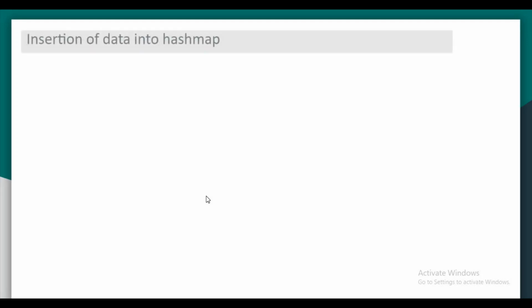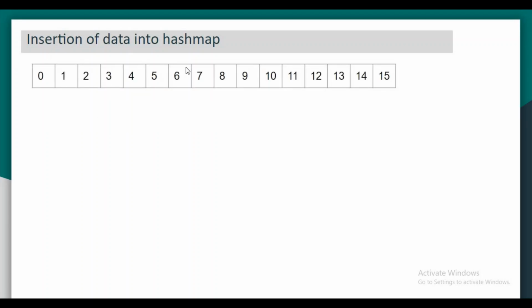Now I will start showing the internal implementation of HashMap. First, I will show you how data is inserted into HashMap. Then I will show how we can retrieve the data from the HashMap. And this is the structure of HashMap, guys.